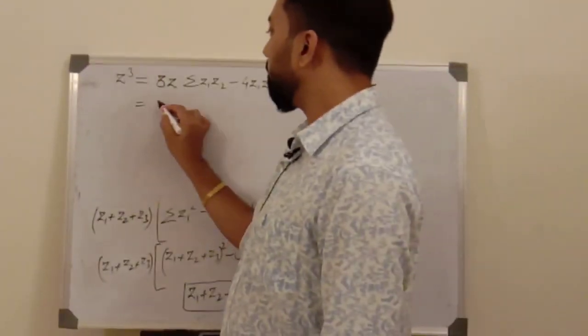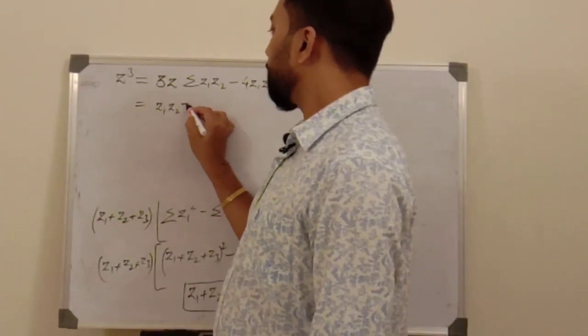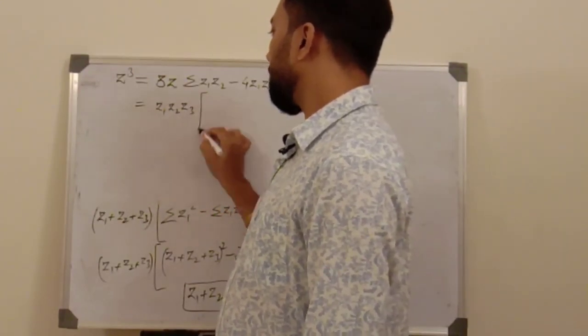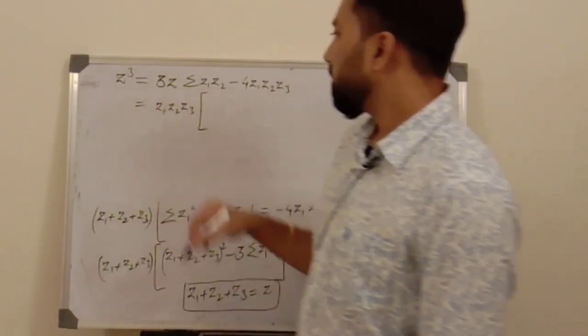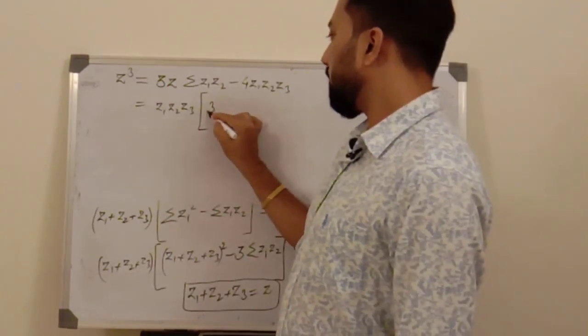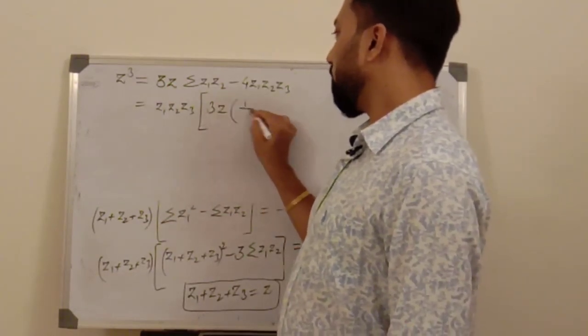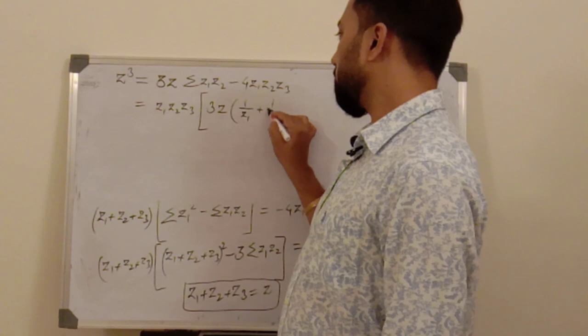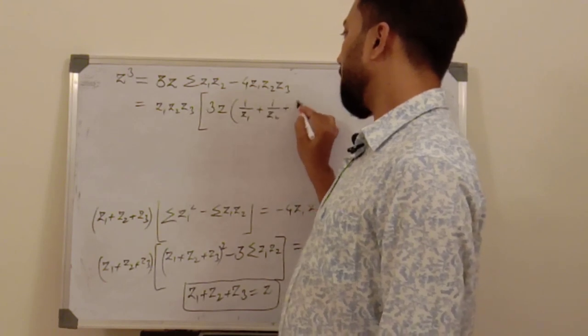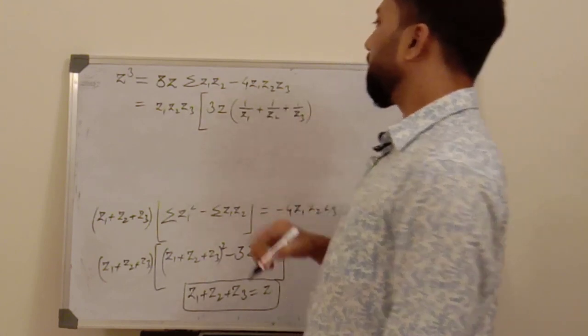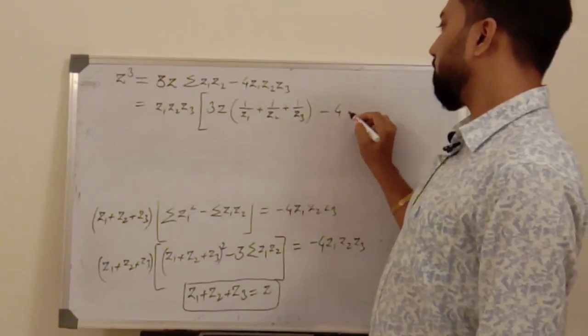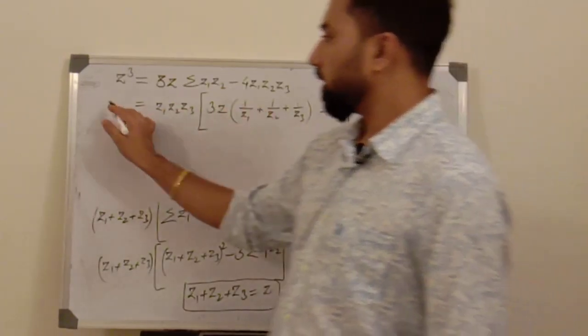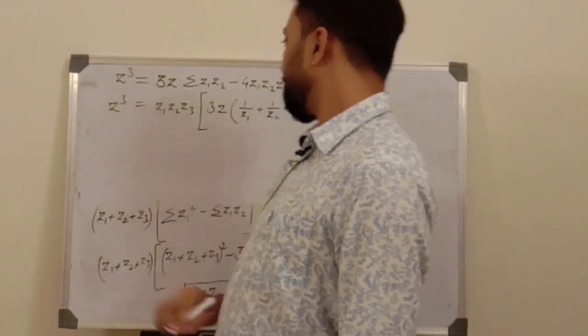So this will become z1 z2 z3. This I have taken common out. So after this we will get here 3 times z, and then 1 by z1 plus 1 by z2 plus 1 by z3. Now this thing minus 4, because z1 z2 z3 I have taken out over here.